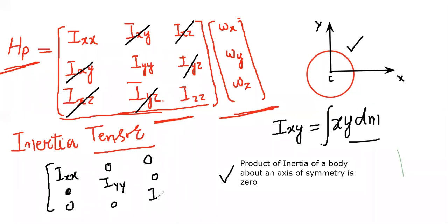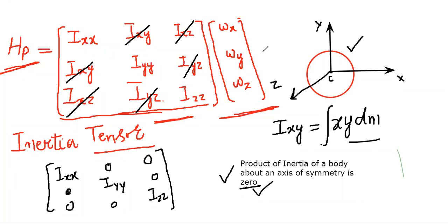This is the inertia tensor for symmetric bodies, because for symmetrical bodies, the product of inertia happens to be zero. This you should always remember. The product of inertia, whether you are measuring about the Ixy system or the Iyz system or the Ixz system for a three-dimensional case, is the same as for a two-dimensional case. This is always equal to zero.